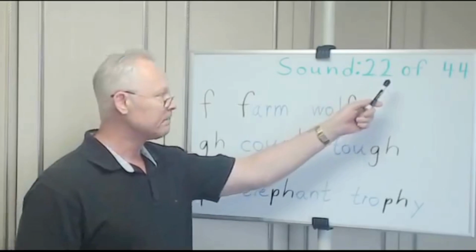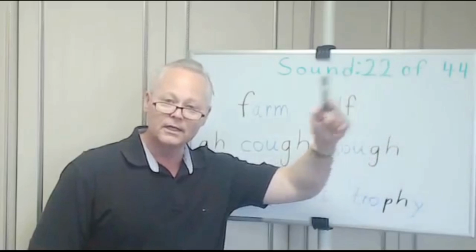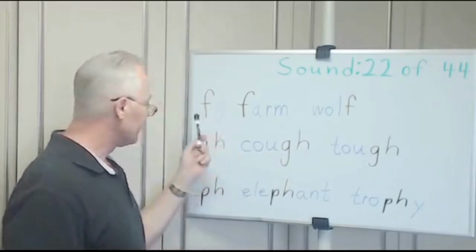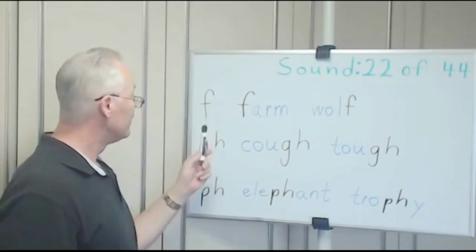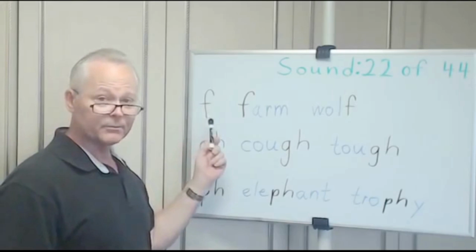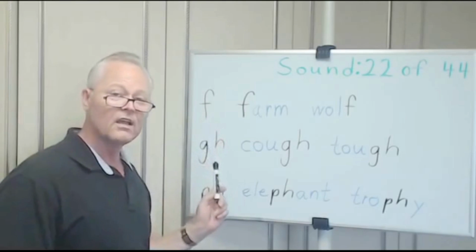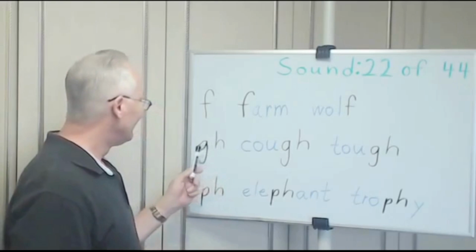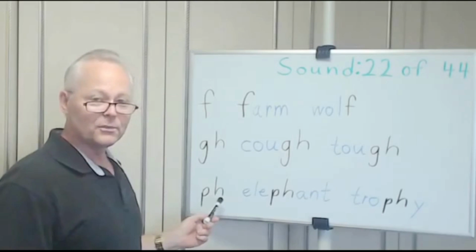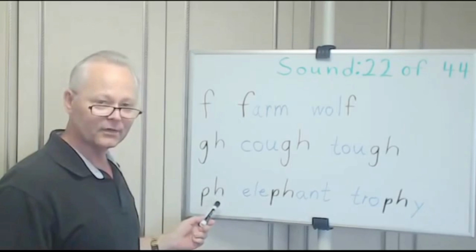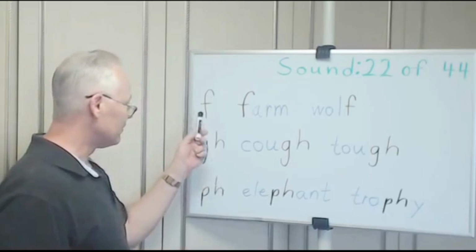Hello. Sound number 22 of the 44 sounds of American English. Here we're looking at the letter F, the letters GH, how together they can make the same sound as F. And the two letters PH. When combined, they also make the same sound, F. So, let's look at these.